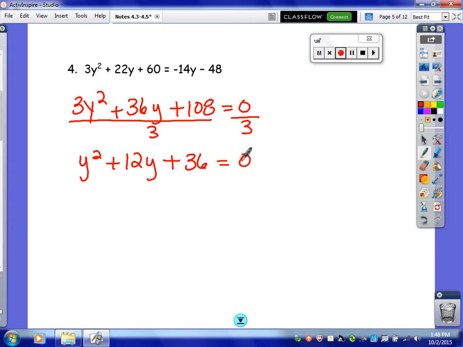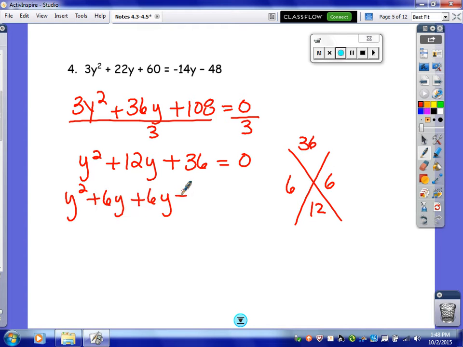Now I'm going to factor. So what multiplies to give me 36, but adds to give me 12? We've got 6 and 6. So we're going to factor. Rewrite that middle term. And maybe at this point you're recognizing a shortcut if my lead coefficient is 1. And that's fine if you recognize that shortcut.